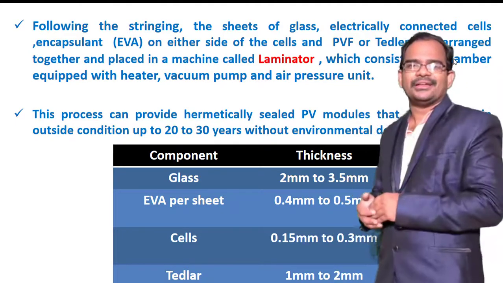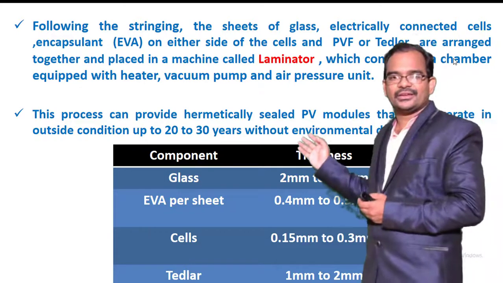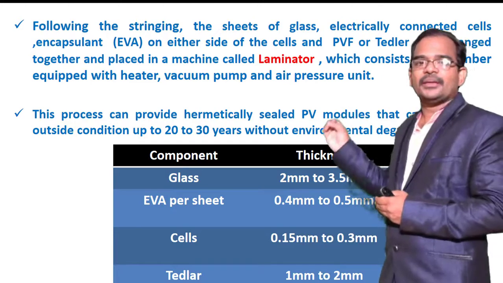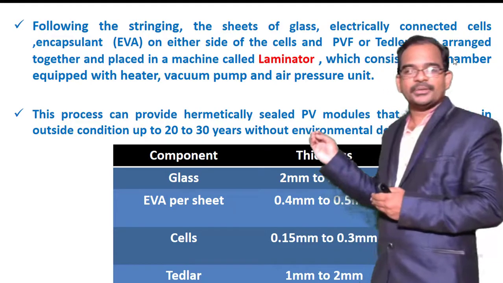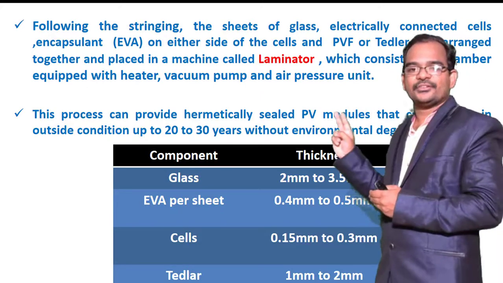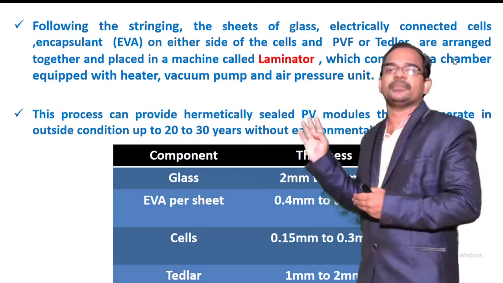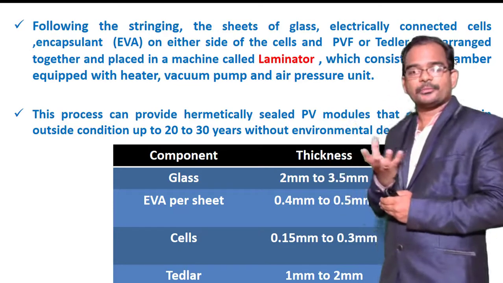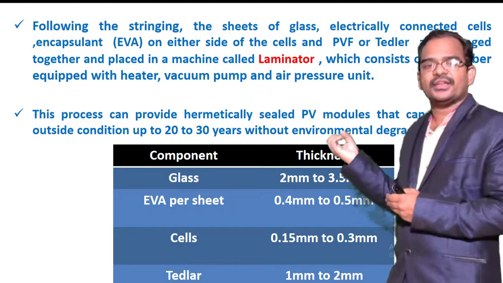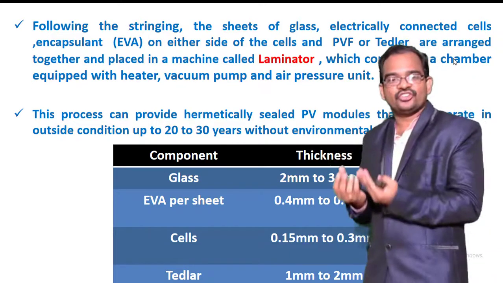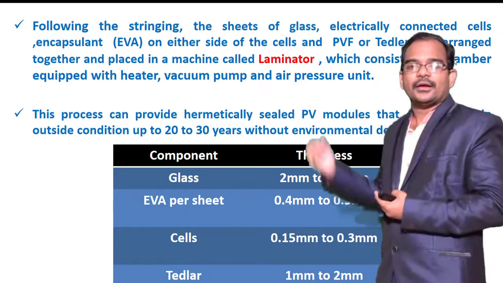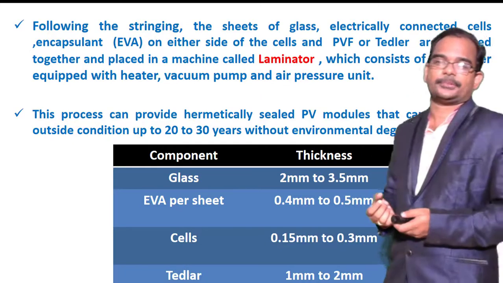You can see, for example, the thickness of the glass which we are using is around 2 millimeters to 3.5 millimeters. The EVA thickness per sheet is 0.4 millimeters to 0.5 millimeters. That is, we are using two sheets of EVA, and thereby the thickness is 0.8 millimeters to 1 millimeter. And then the solar cells have a thickness of about 0.15 millimeters to 0.3 millimeters, and the thickness of the Tedlar sheet, which is kept at the bottom or the rear part of the solar cell, is 1 millimeter to 2 millimeters.